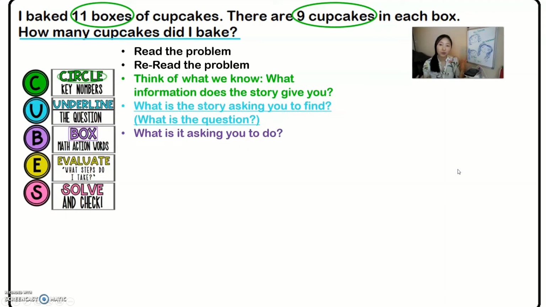What are they asking you to do? This is where you go and box the math keywords. This is actually question number 16 on your CGI, so if you want to go ahead and start circling, boxing, and underlining right now, that's fine. If not, you can do it right after our more or less than question. What they're asking you to do is think about that in each box, there are 9 cupcakes. So think about what you do when there's something in each box. And I also boxed the word boxes because I want you to understand that there are 11 boxes, not just 11 cupcakes.